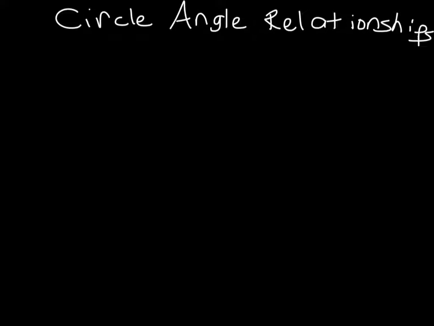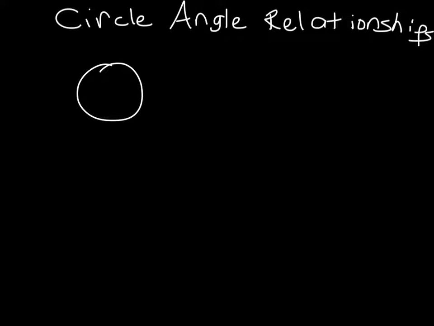All right, in this video, we're going to be talking about circle angle relationships. We already know that a secant must go through the circle twice, and a tangent touches the circle at one point. So what types of angles can be formed by a combination of two secants, two tangents, or a secant and a tangent, and how does that relate to the angle measure?